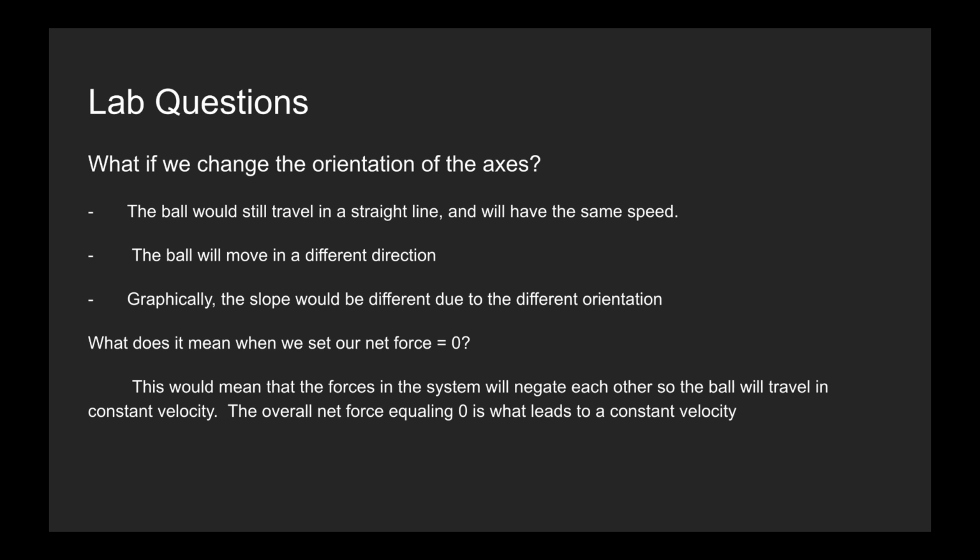What does it mean when we set our net force equal to zero? This would mean that the forces in our system will negate each other, so the ball will travel at a constant velocity. For example, gravity and normal force will negate each other since they're acting in opposite directions.